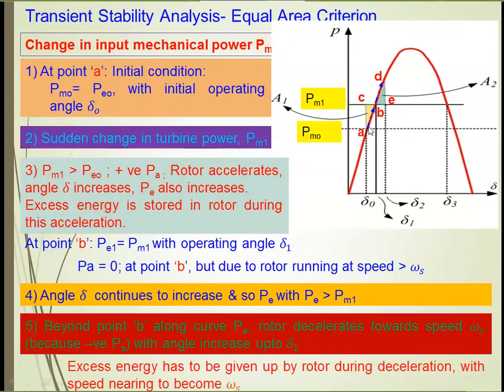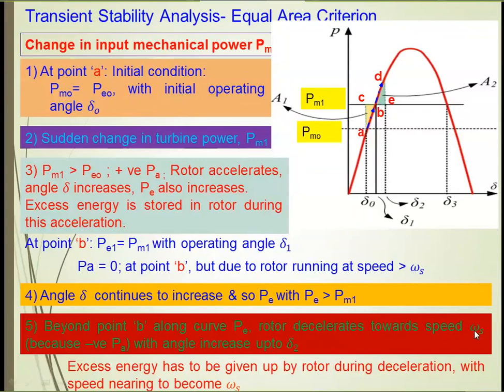Now, whatever excess energy was stored during this part here will now be released. That means the excess energy has to be given up by the rotor. Here the energy was stored, and beyond point B, whatever excess energy was there will now be released during deceleration, with the speed nearing omega s. That means beyond point B, the rotor will slow down towards omega s here.